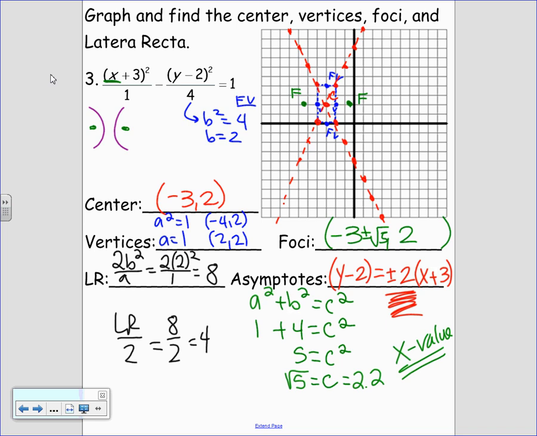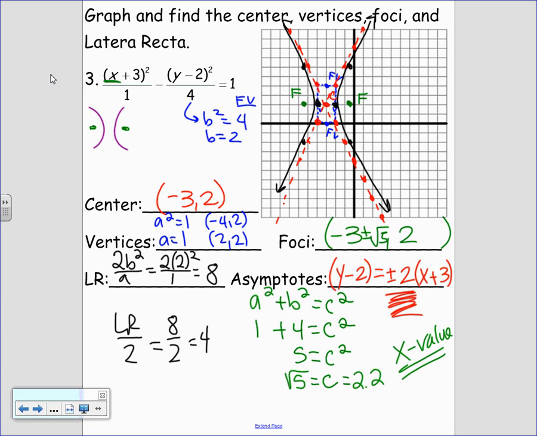So at a focus, I'm going to go up 4. 1, 2, 3, 4. Ooh, that's really close. Same for the down direction and at the other focus, 1, 2, 3, 4. I want to go through those black dots, which are also my vertices. Go along an asymptote, through those 3 points, and along the other asymptote. Along an asymptote, through those 3 points, and along the other asymptote.